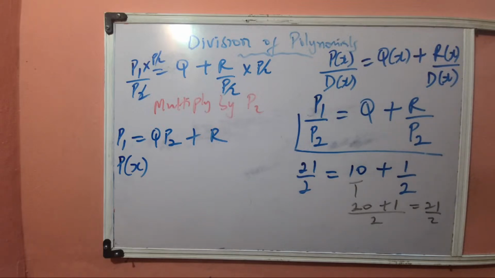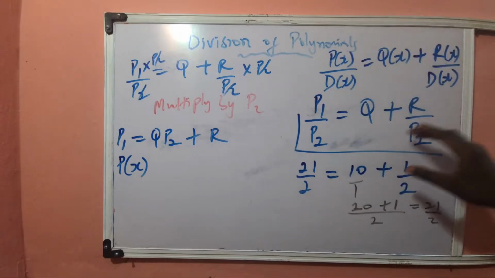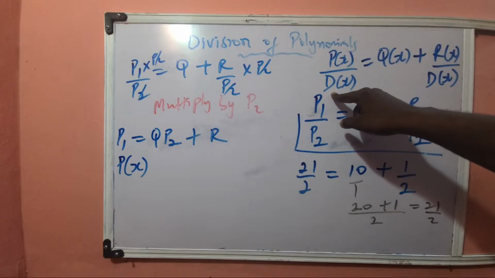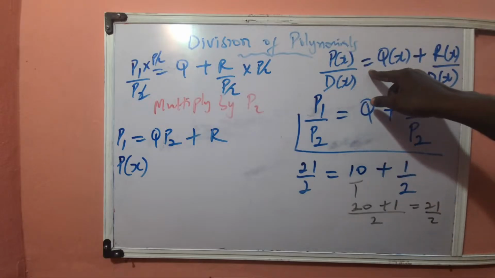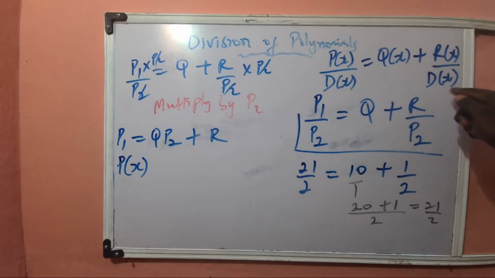So this is me generalizing now. I'm generalizing at this point because this is specific to P1 and P2. Now I'm saying any polynomial divided by another polynomial, which we call D of X, the divisor, is equal to the quotient, whatever we're going to get, plus the remainder over the divisor.